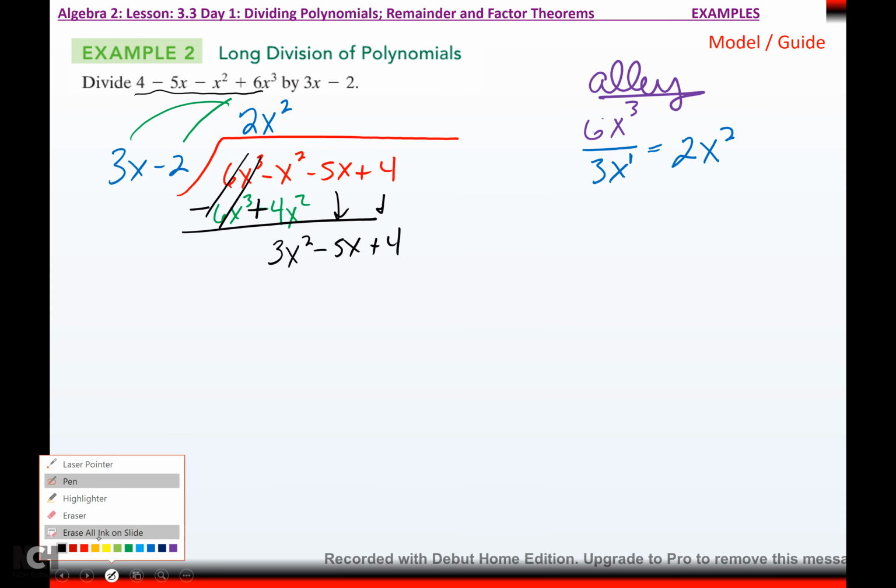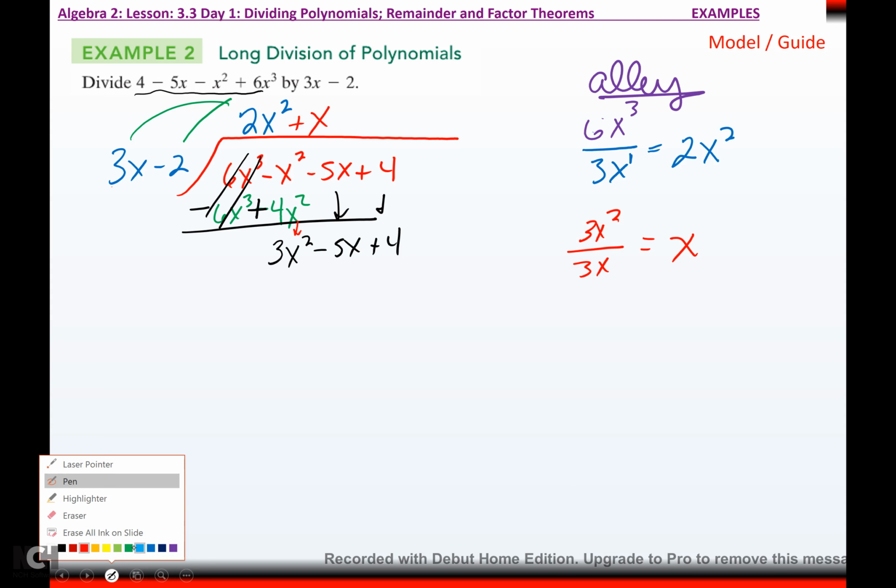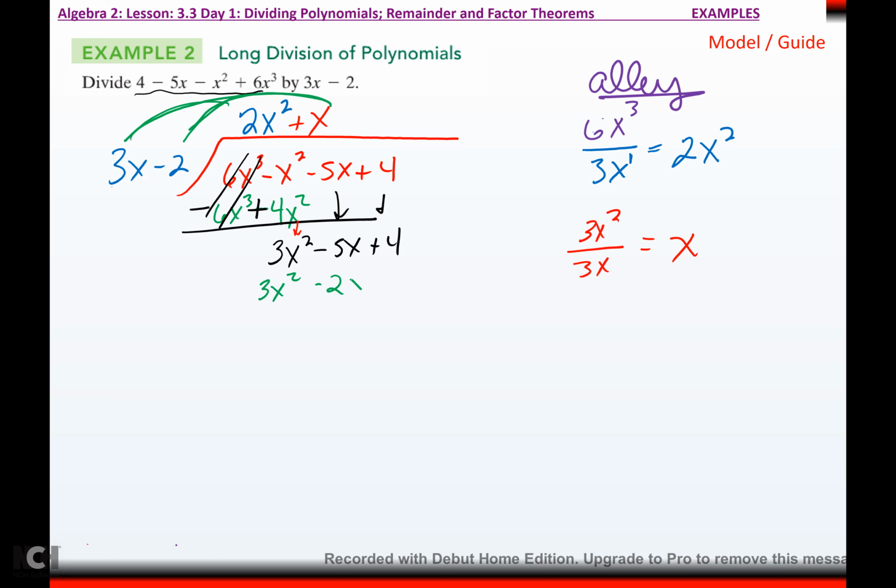And we're going back to the alley. We've got rid of one guy. Now the new gang leader is 3x squared divided by my lead detective, 3x, and you get positive x. So that goes up. And multiply down. Positive x times 3x is 3x squared. Positive x times negative 2 is negative 2x. But when I draw the line, I change the signs, pull the guns, kills the square. Combine like terms, I get negative 3x plus 4.